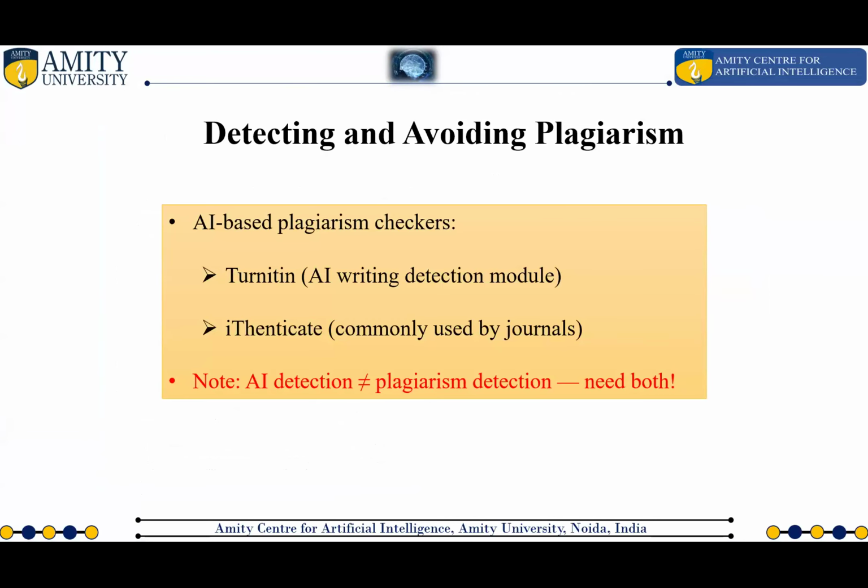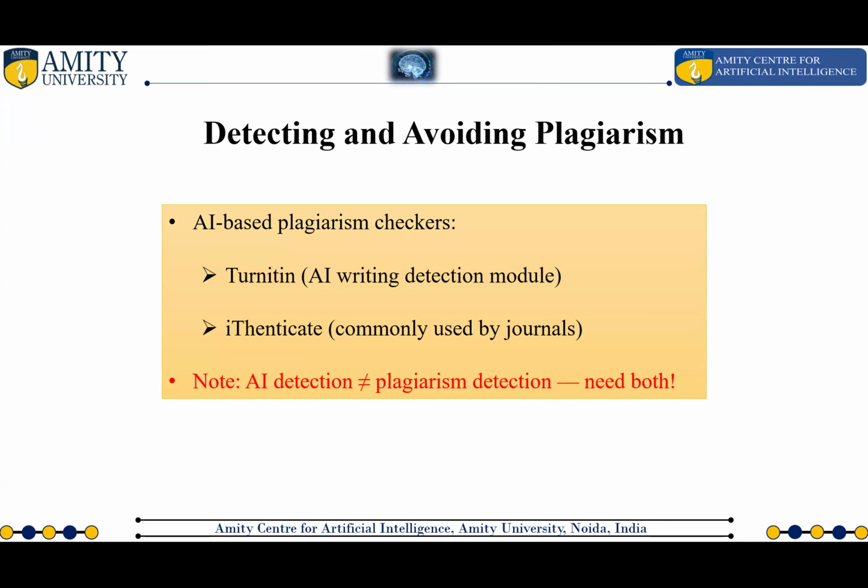This also helps us in detecting and avoiding flags. These are famous and very well known in our academia. Turnitin now has the ability to detect AI-generated text. So we have this AI flag report as well, along with the similarity text report. iAuthenticate is also there for flag checks using AI. This is commonly used by journals.